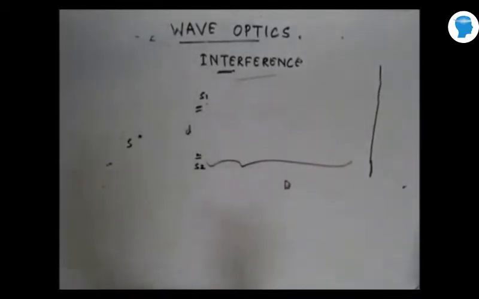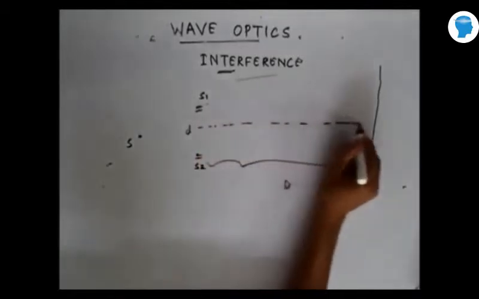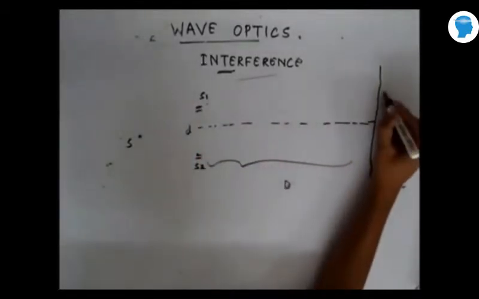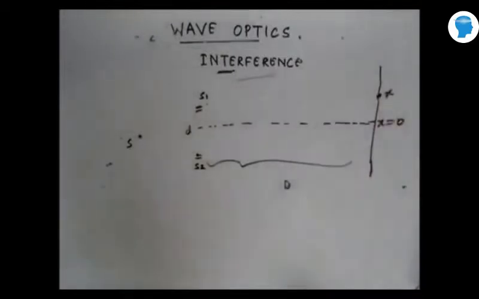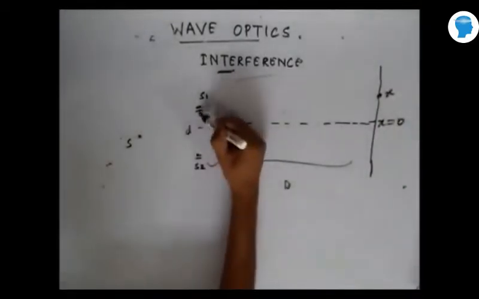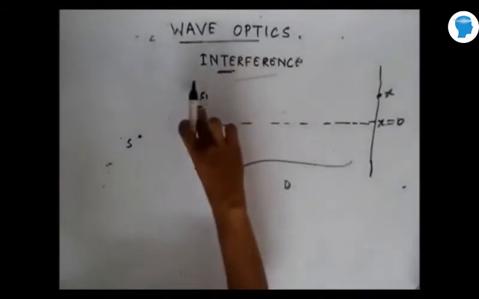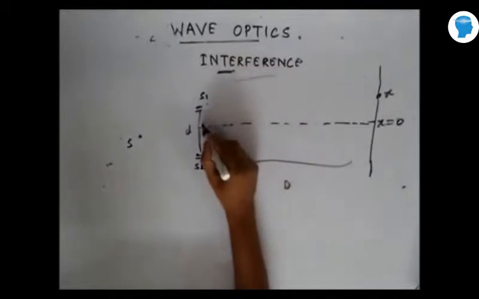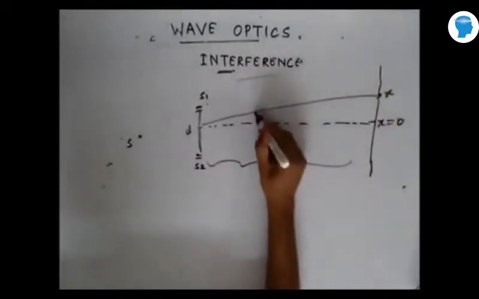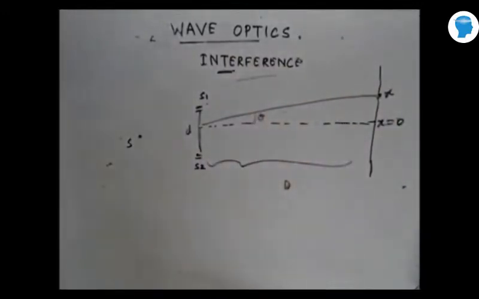Okay. Now, let's take some point here. Let's assume that this is x is equal to 0. Let's take some point at this distance x, so that from the center of this line, that is the center of the two slits, this angle is theta. Okay.